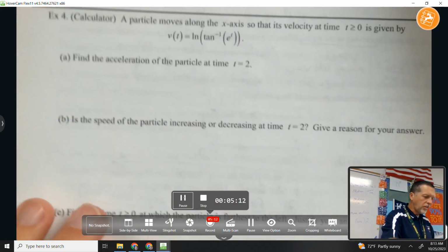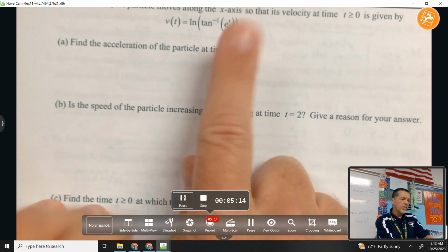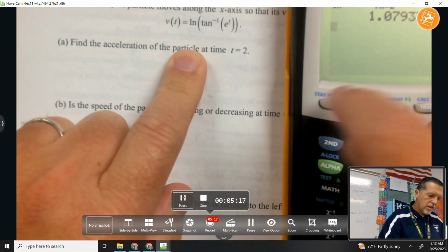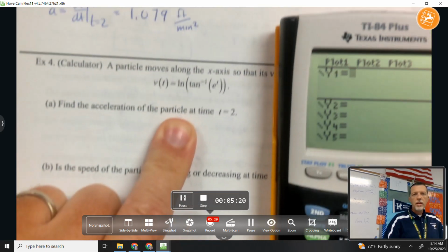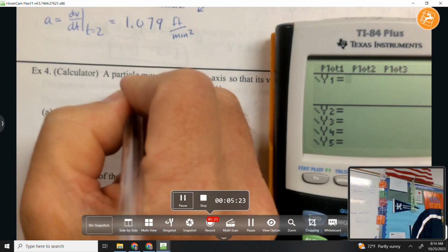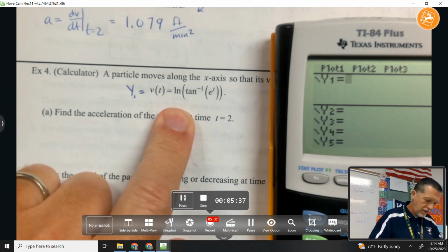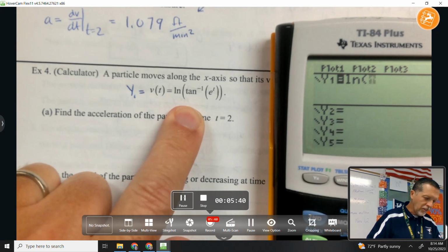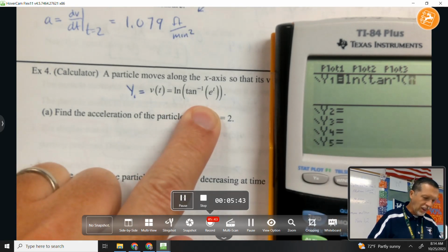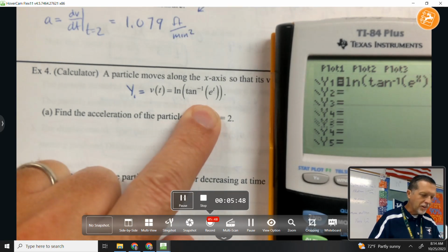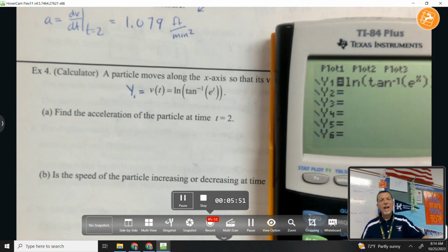A few more questions. Particle moves along the x-axis so that its velocity is given by. So I'm going to just go back to y1, and it would be helpful sometimes to label, kind of remind yourself that that's what's in for y1. Especially later on if we get two particles doing things, then you want to label who's what so you don't lose track of it. So y1 is natural log of the inverse tangent of e to the x. It's like, what kind of ridiculous equation is that?